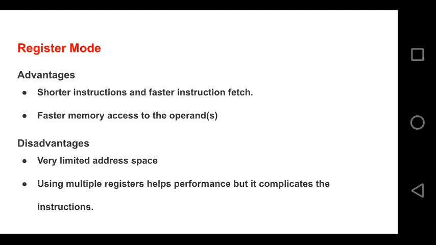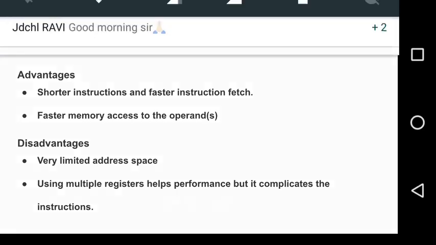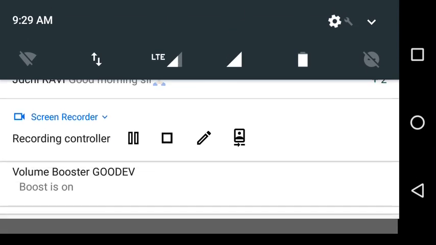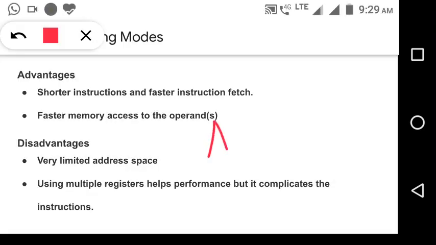The first disadvantage was that the address space was limited, because we have a limited number of registers. So if you try to increase the number of registers to increase the address space, what happens? Then managing those registers may become complicated. So these are the disadvantages and advantages of register mode. And let us discuss a simple example.